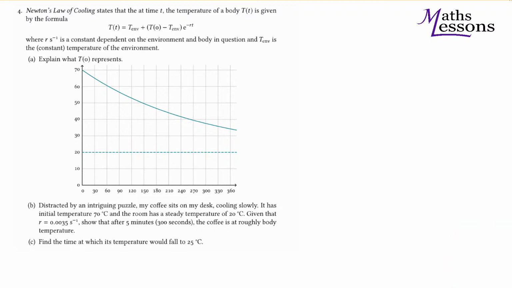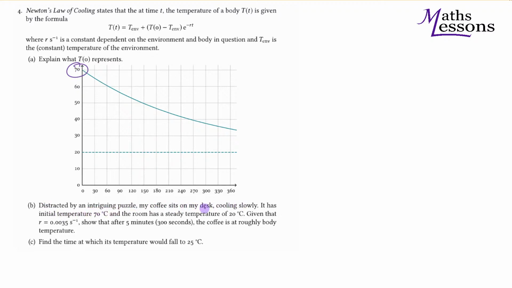Right, here we go. So we want to explain what T0 represents. T0 is the temperature here when t equals 0. So it's the 70 degrees. That's what T0 represents. So we're going to do this problem here.